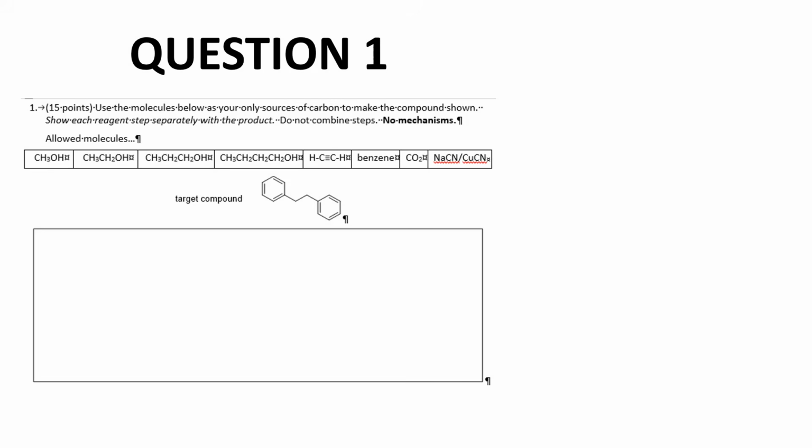Okay, here is the first question. This is a synthesis question. The students are asked to make this compound in the middle of the screen. And for all the carbons that appear in the molecule, they have to use one of these different starting materials for their carbon sources.